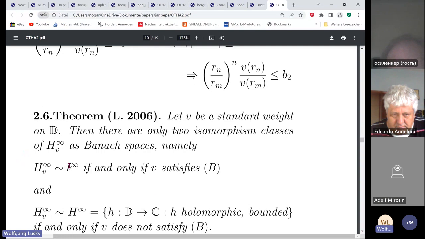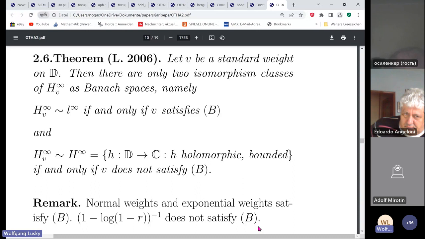Now, this is by far the nicest situation because, for example, it means if HV infinity is a subspace of a corresponding superspace, we always end up finding a bounded projection from this superspace down to capital HV infinity, because L infinity has this property, and this is no longer true down here. Now, as I said before, the normal weights and the exponential weights can be shown to satisfy this. And here one has a relatively easy access to estimates for the weighted sup norm, while it can be established that the logarithmic weight, which I mentioned as an example, does not satisfy this, and we are in this case here for the logarithmic weight.